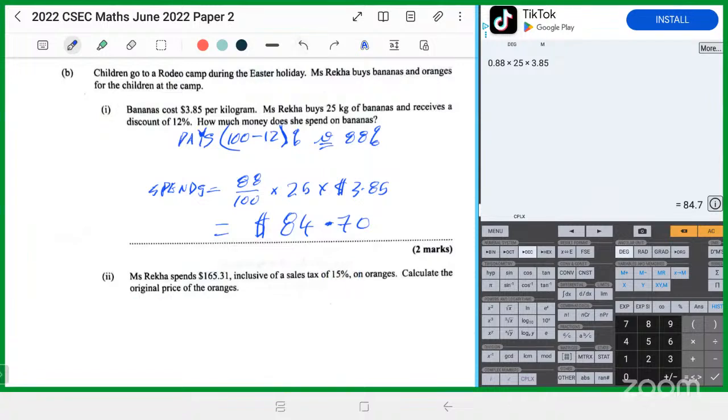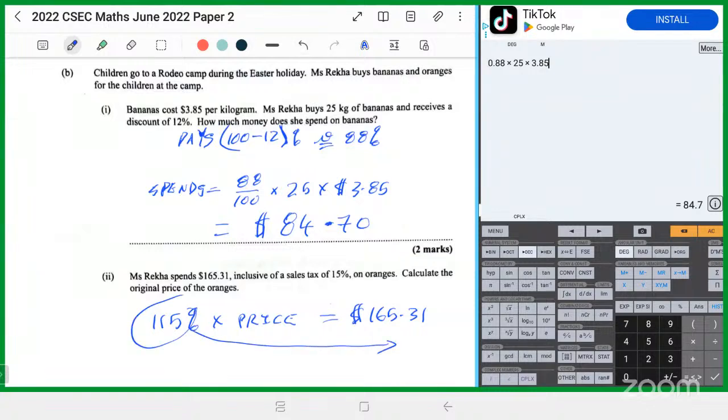So let's look at it this way. 115% times the original price, let's just write price, is equal to this amount that she paid, which is 165.31. And you're trying to find the price. So one has to divide by the 115%. Simple as that. Not going to complicate it. If you're paying 15% more, it means that you're paying 115%.